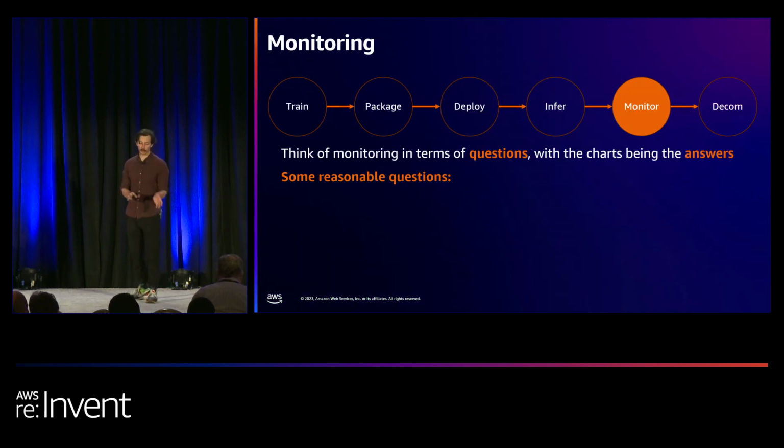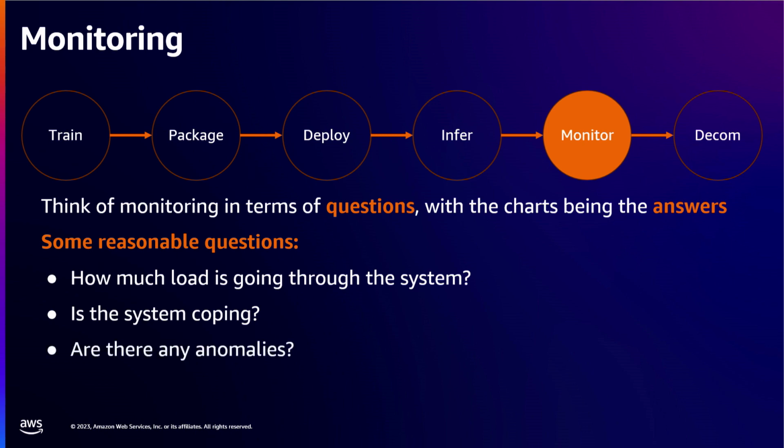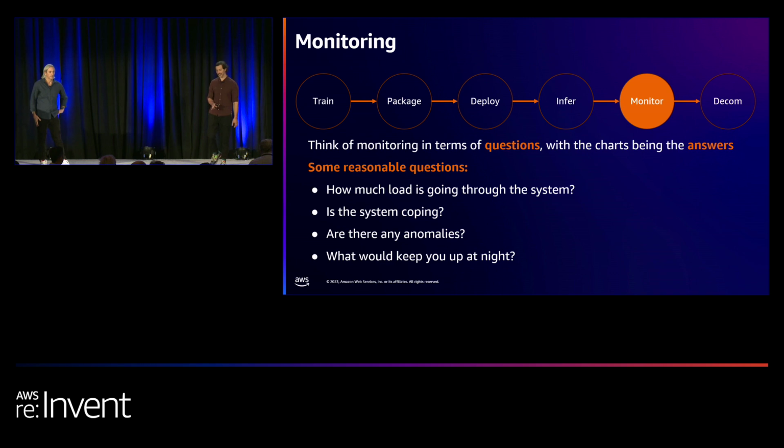We like to think of monitoring in terms of questions, and charts are the answers. Some reasonable questions that you might ask: how much load is going through the system? Is the system coping? Are things looking legit? Are there any anomalies? What can you see that looks wrong? This is the last one I think about as well: if I want to make sure the system's okay, what's going to keep you up at night? What do you need to know so that you can feel good enough to go to bed?